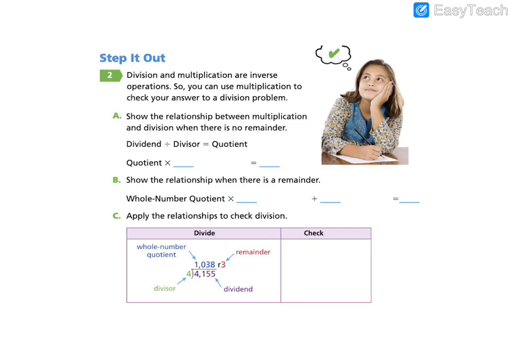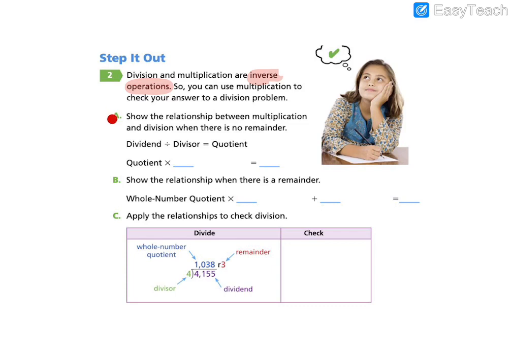So remember, this was also about how do we check our work? How do we make sure we didn't make a mistake somewhere in there? Division and multiplication are inverse operations. Remember, this is a vocabulary word we worked on earlier. So you can use multiplication to check your answer to a division problem.